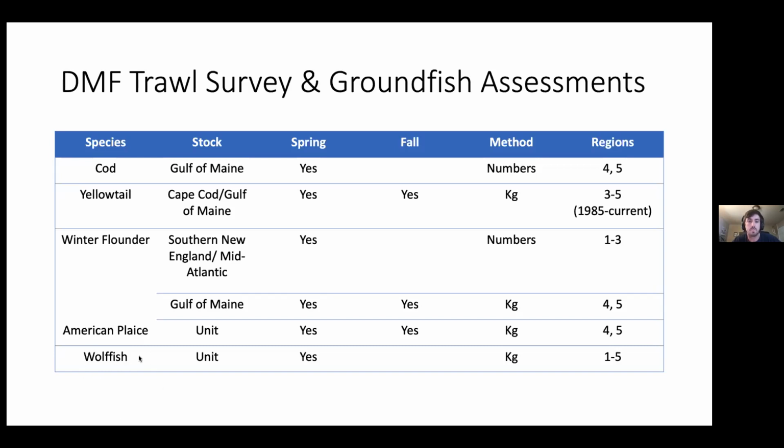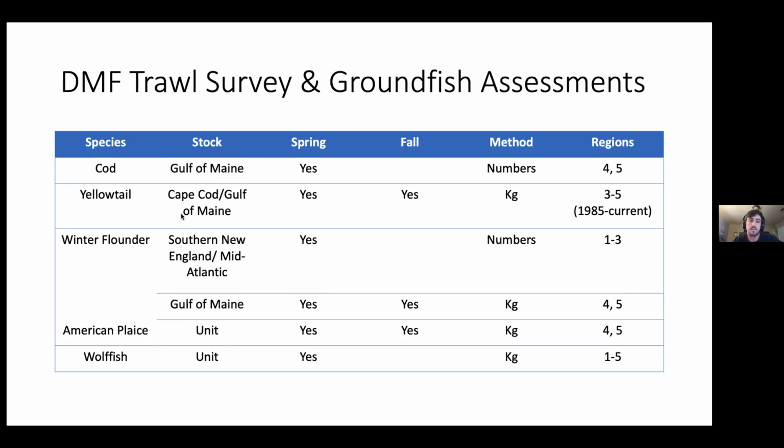And then, real fast, wolffish. I'm not going to go into wolffish today because there are a lot of zeroes in the data, which makes the analysis slightly more complicated. I know how to do it, I just haven't had time yet. So this is something in the future I'm going to explore.